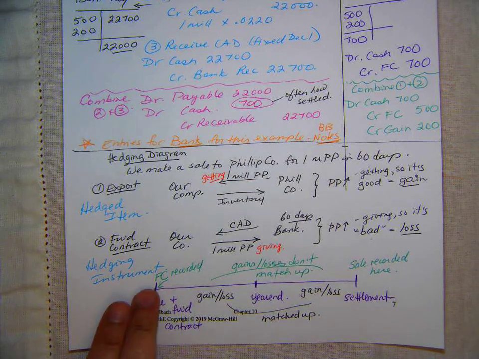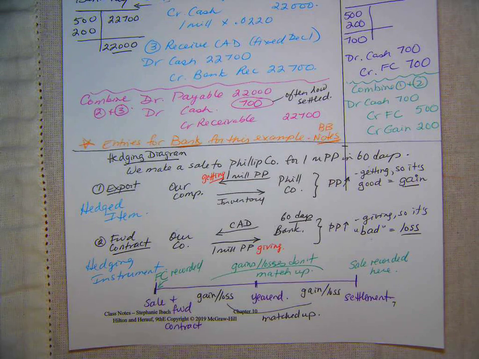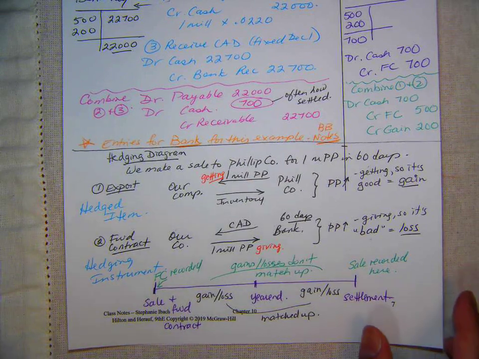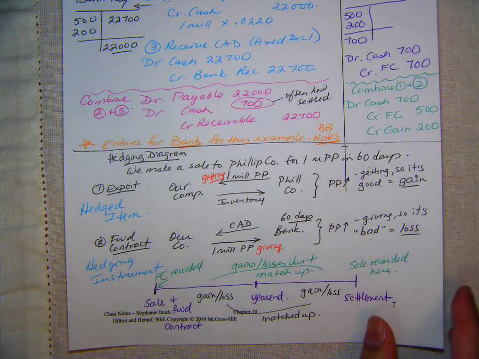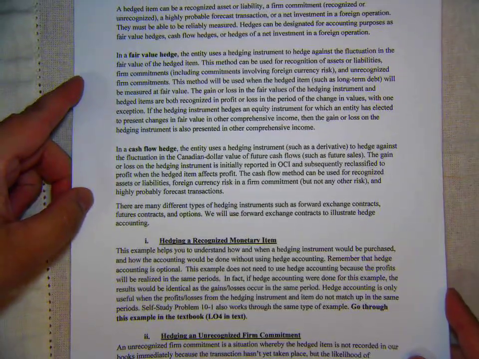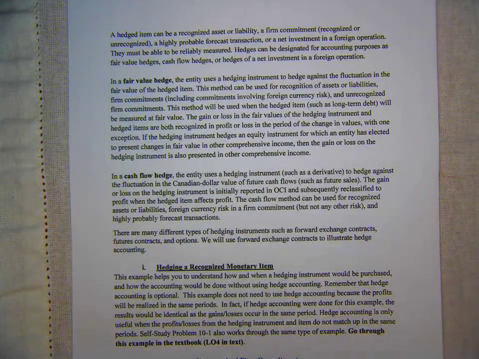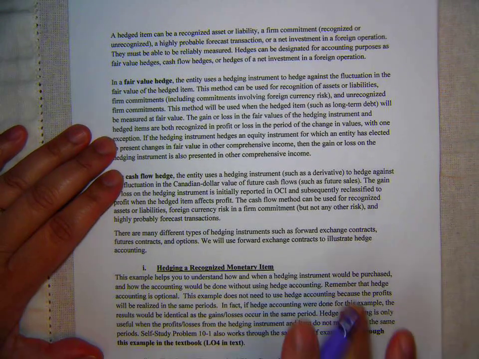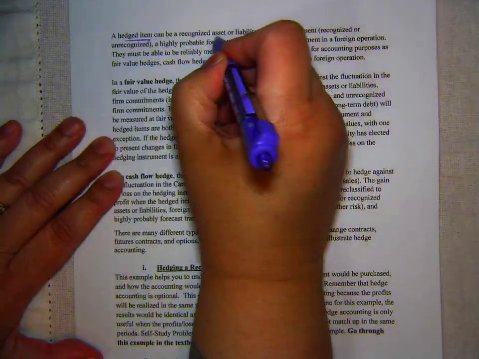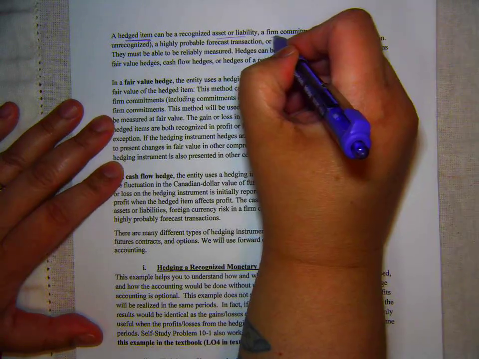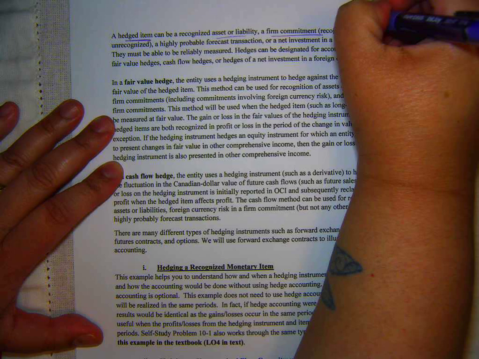Okay, so on page 9, because 8 you read, page 9 has the information I want. Pretty much page 8 was what I just told you by drawing the little diagram, which to me makes a little bit more sense. Okay, so a hedged item can be a recognized asset or liability, a firm commitment that you either recognize, record now, or unrecognized, record later.